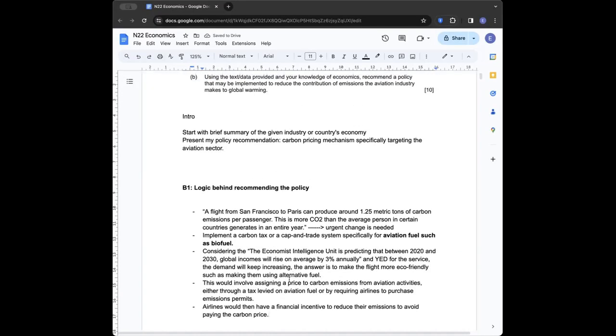In body 1, I can explain the logic behind recommending this policy. As the reference says, a flight from San Francisco to Paris can produce around this much amount of carbon emissions, and this is this much negative and things like that. I can argue that there is an urgent need for regulation. So I can propose implementing a carbon tax or a cap and trade system within the industry.